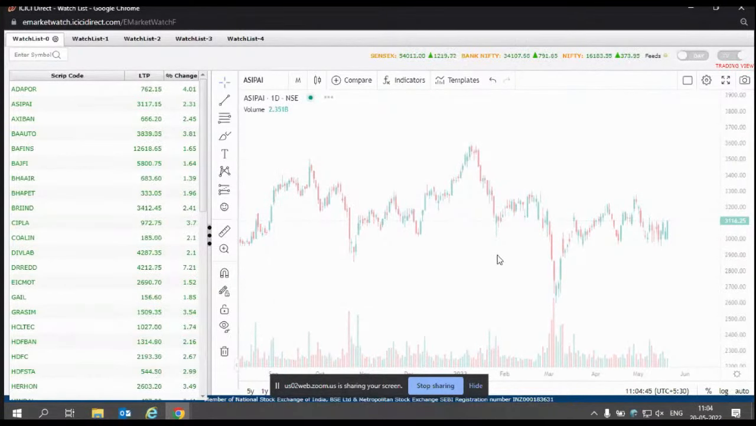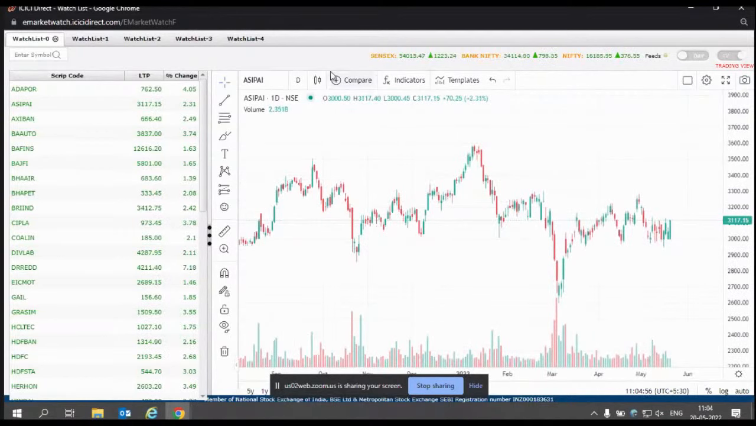So this is how one can use the chart patterns based on the time frame. For traders, weekly is very important, and for one who is looking at the bigger picture, can look at monthly charts.